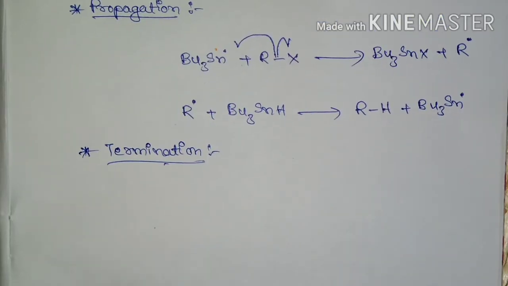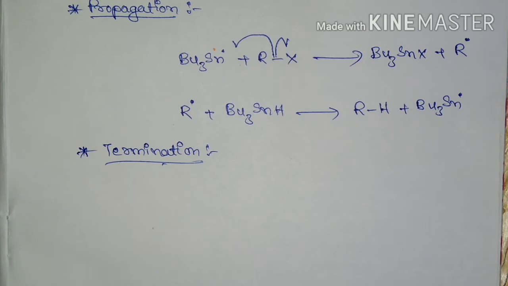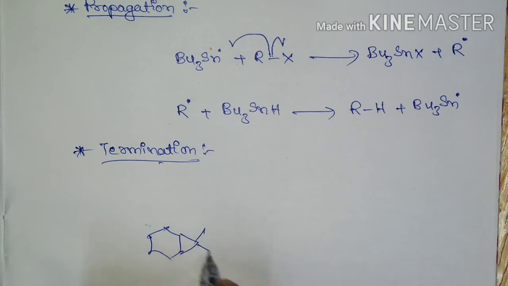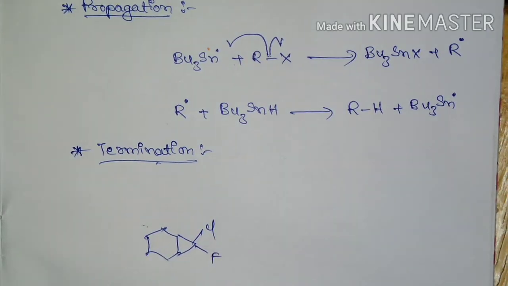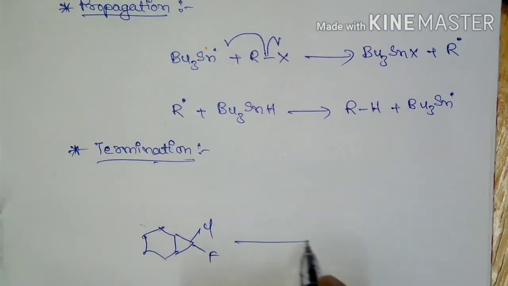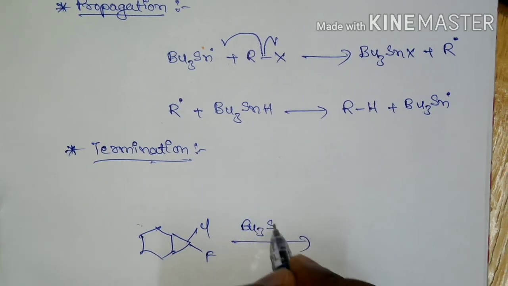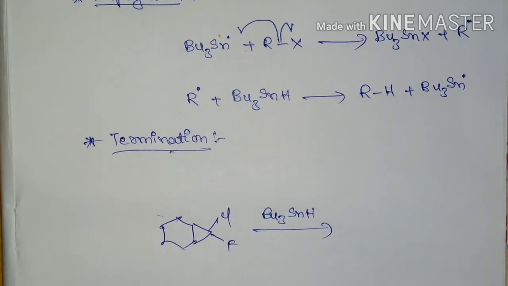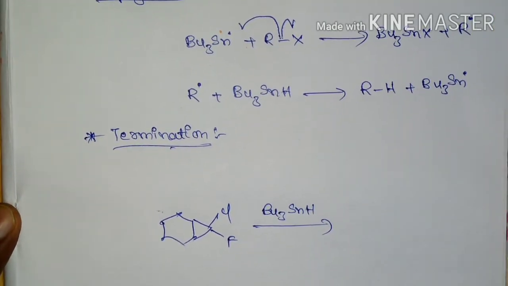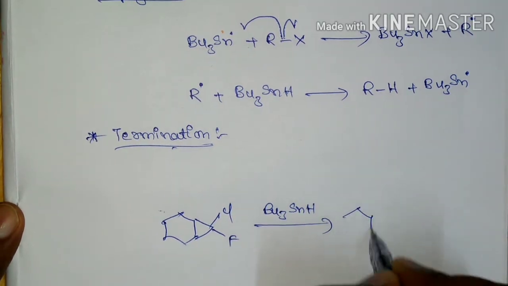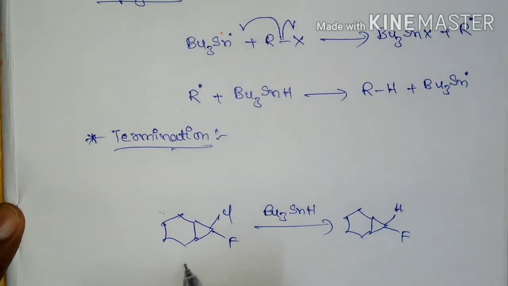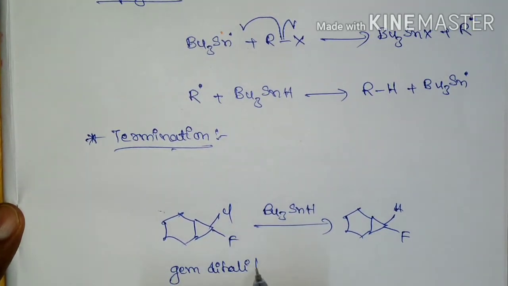An important thing is, if we have polyhalogenated compounds, for example, if we have gem dihalides, then this tributyl tin hydride will have substantial selectivity. It is going to do partial dehalogenation. That is, here we are going to get H and fluoro. So we are going to get from gem dihalides to monohalides.